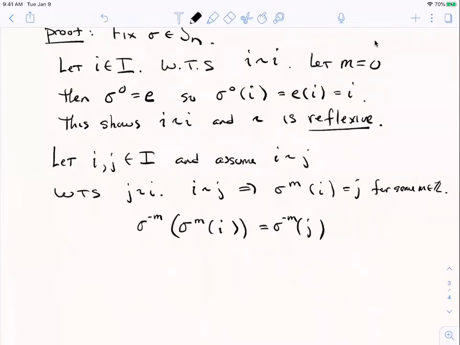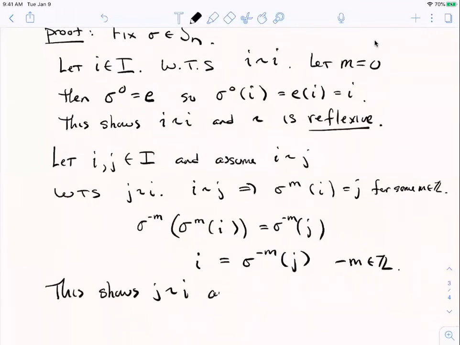Okay, well, on the left-hand side here, sigma to the minus m undoes sigma to the m, so you get i. And on the right-hand side, well, I'm not really going to do anything. I have sigma to the minus m, but minus m is an integer. So that precisely shows that j is related to i, and hence this thing is symmetric.